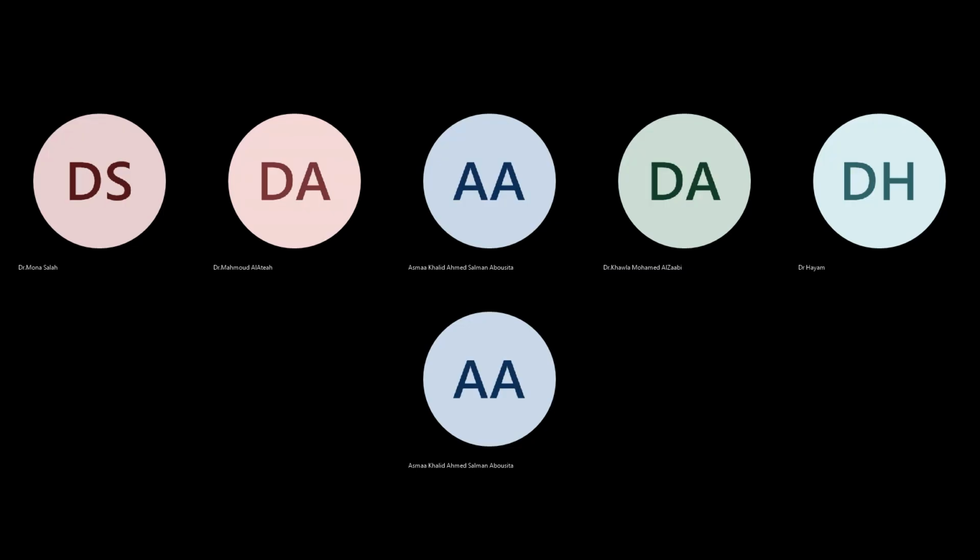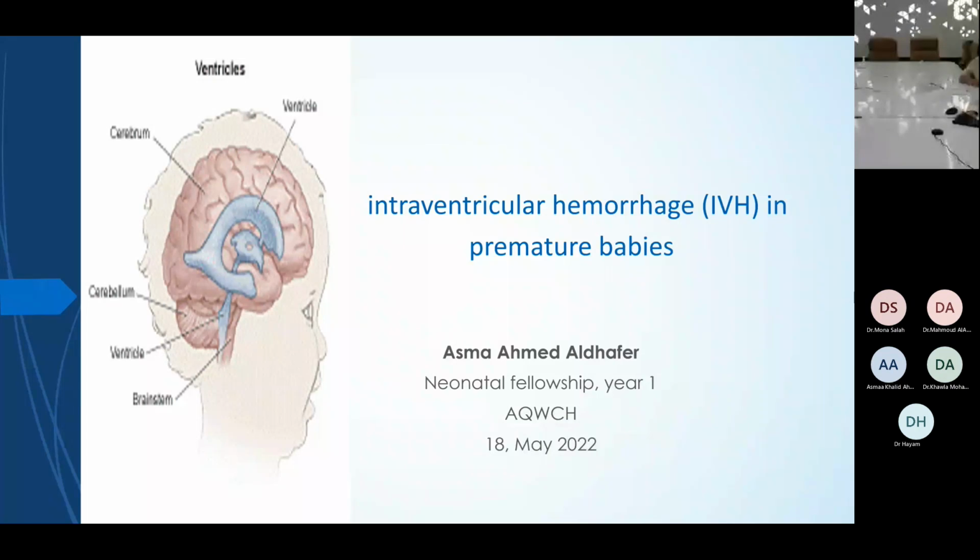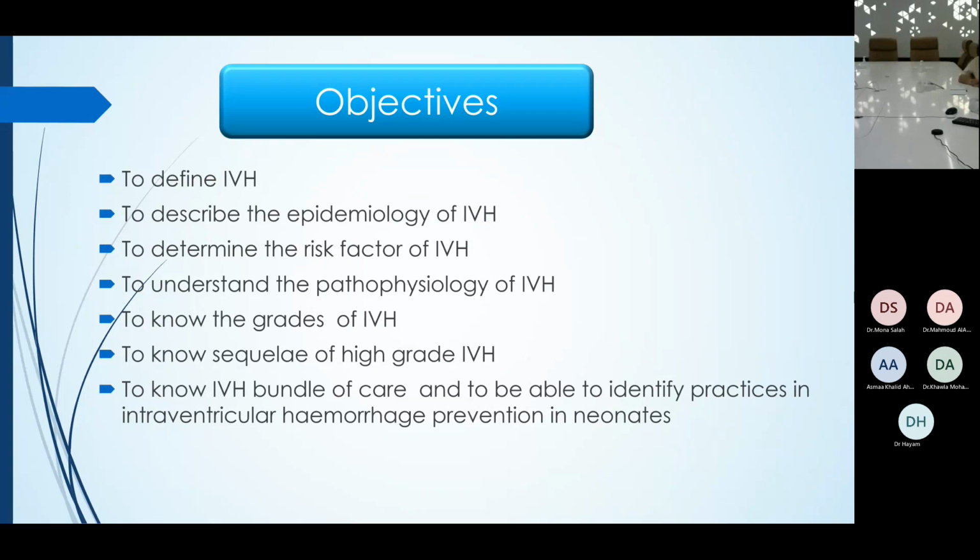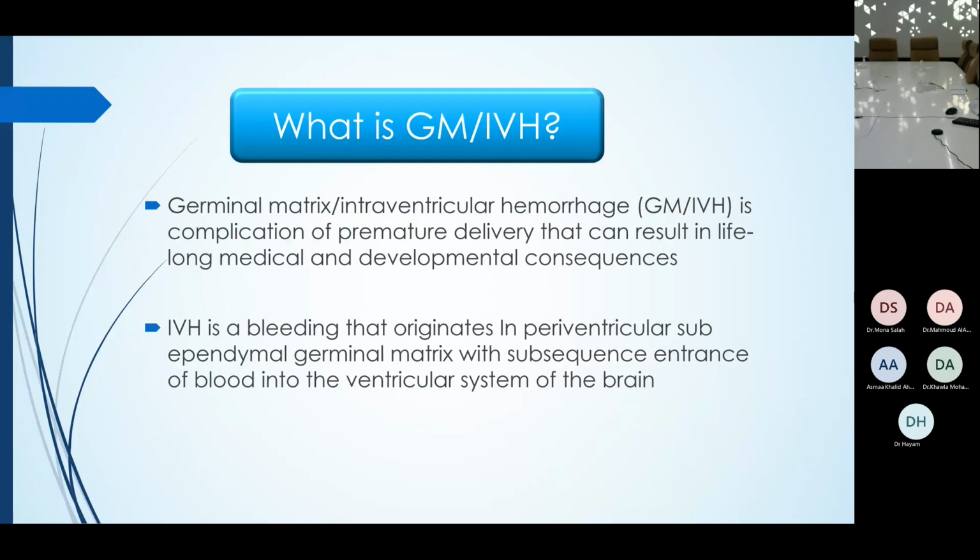Areas in IVH as brief as possible, and inshallah we'll be fast to cover this area. So the objectives are to define IVH, to describe the epidemiology of IVH, to determine the risk factors of IVH, to understand the pathophysiology and pathogenesis of IVH, to know the degrees or the grades of IVH, to know the sequelae of high-grade IVH, to know the IVH bundle of care, and to be able to identify best practice in intraventricular hemorrhage prevention in neonates.